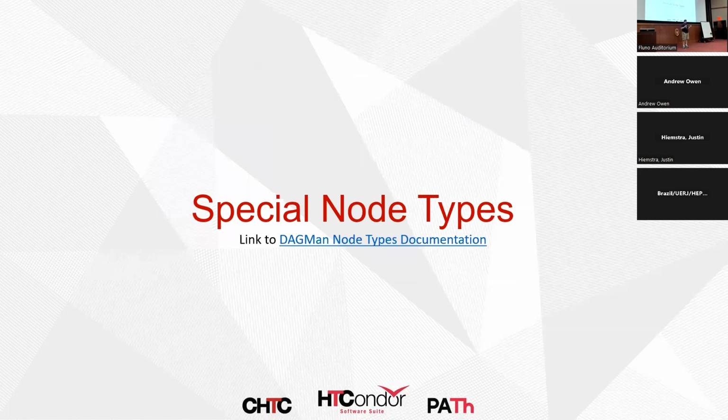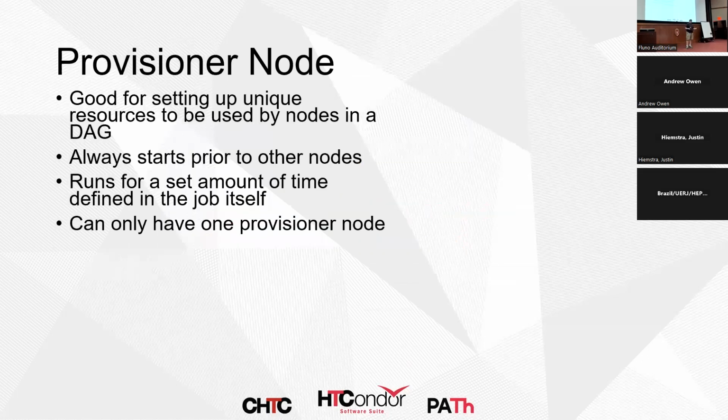Now that we're kind of done going over what a node is, the pre and postscripts, we have some special node types. These are their own sort of category. They have their various uses. First one is a provisioner node. These are good for setting up unique resources that you need for your DAG to run. They always start before your DAG begins. We guarantee that.